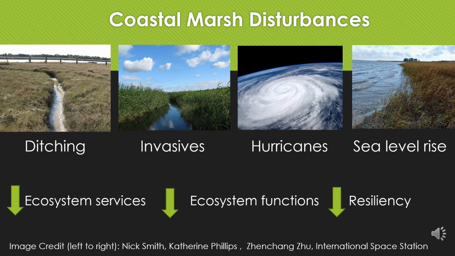Despite these critical ecosystem services, coastal marshes have suffered a long history of disturbance due to direct human manipulation through ditching or indirectly through the introduction of invasive plants and climate change, which is resulting in sea level rise and intensified and more frequent hurricanes. These disturbances all interplay to negatively affect marsh ecology, resulting in the loss of important ecosystem services, functions, and decreasing resiliency.